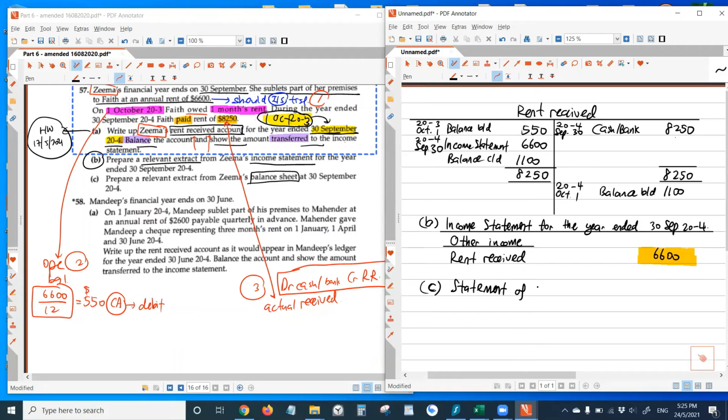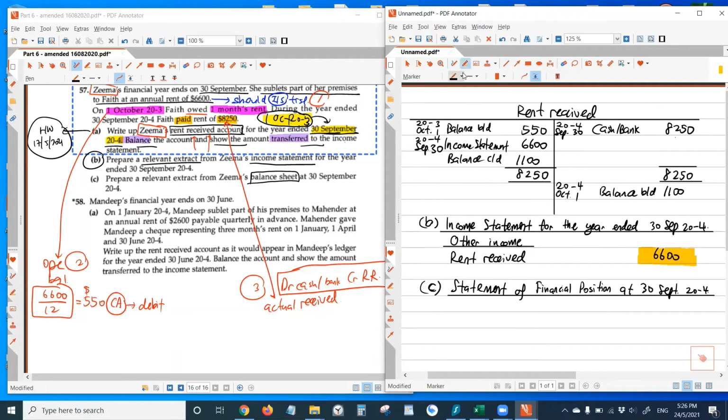Write the heading first. Usually we don't have to write the heading. It's always given in the exam. But here we have to write: statement of financial position at, okay, draw a line.